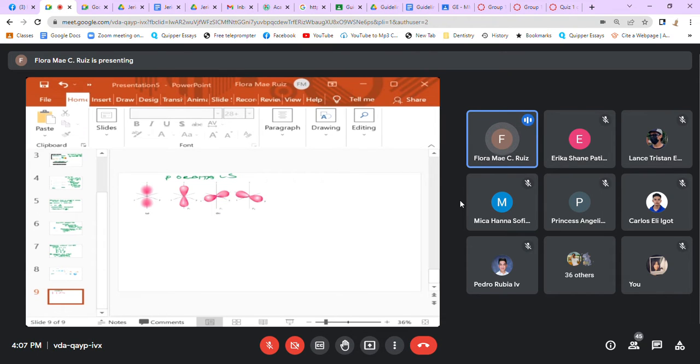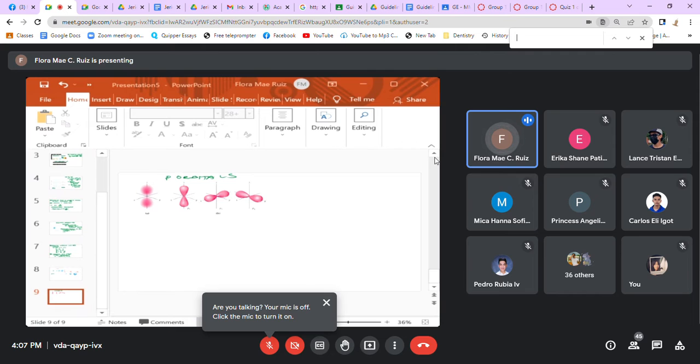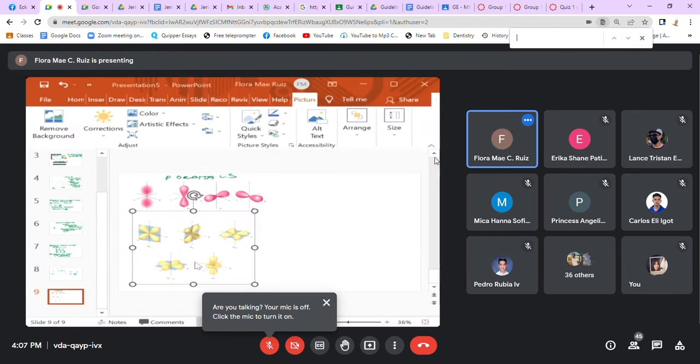Now, how about your d orbital? This is the shape of your d orbital. It looks like p orbitals stuck together. The value of L for a d orbital is 2, so n minus 1, 3 minus 1, is 2. Four of the 5 d orbitals have 4 lobes, while the fifth orbital resembles a p orbital with a donut around the center.